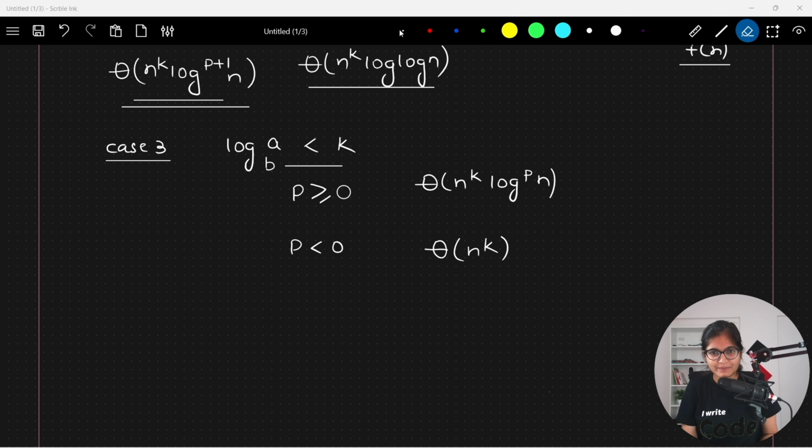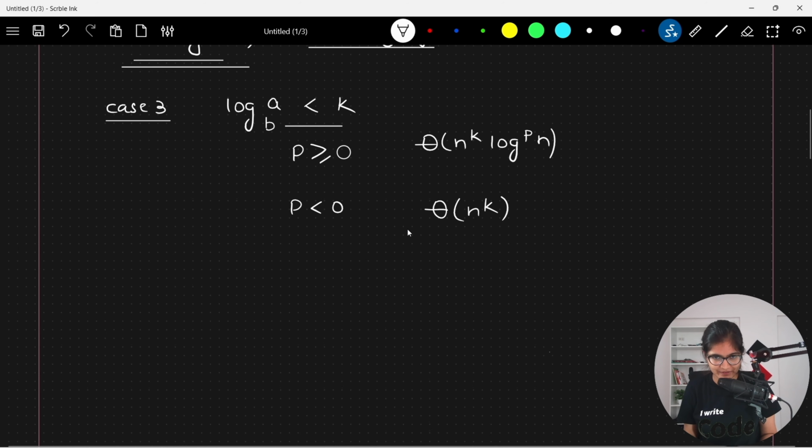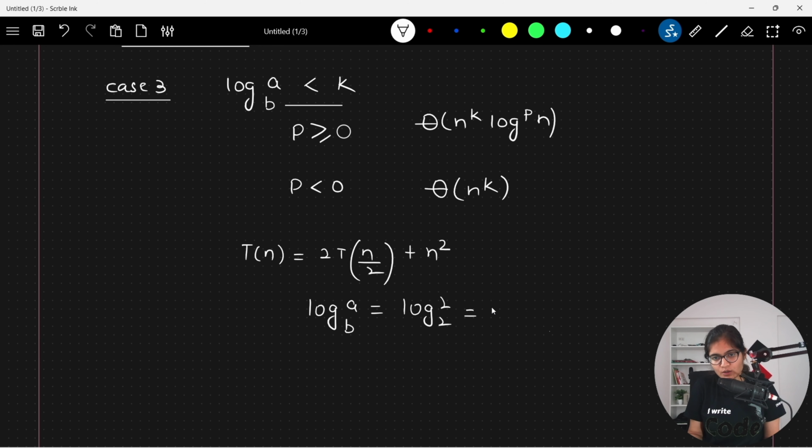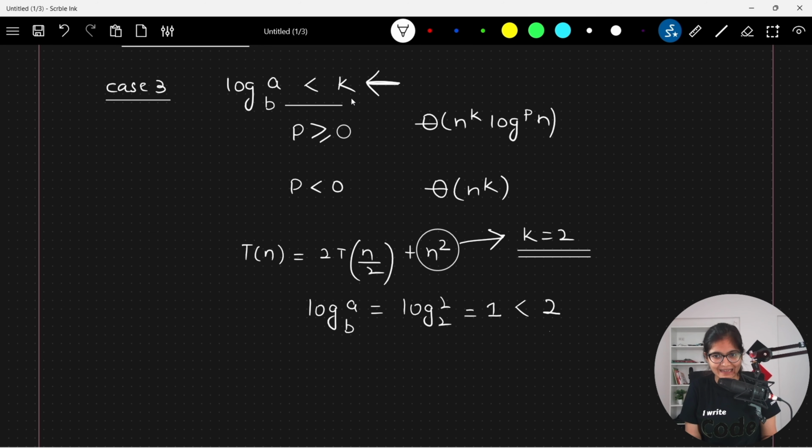It's quite simple. Let me take one example, and with the help of that, I'll try to demonstrate it. For example, here we have T of n equals 2T of n by 2 plus, I would say, n square. Now in this particular example, if you try to find out the value of log of a base b, here you get log of 2 base 2, which is equal to 1, which is for sure less than the value of k, because the value of k here, as you can see in this function, is equal to 2, right? So in this particular case, case number 3 will apply, where the value of log of a base b is less than k.